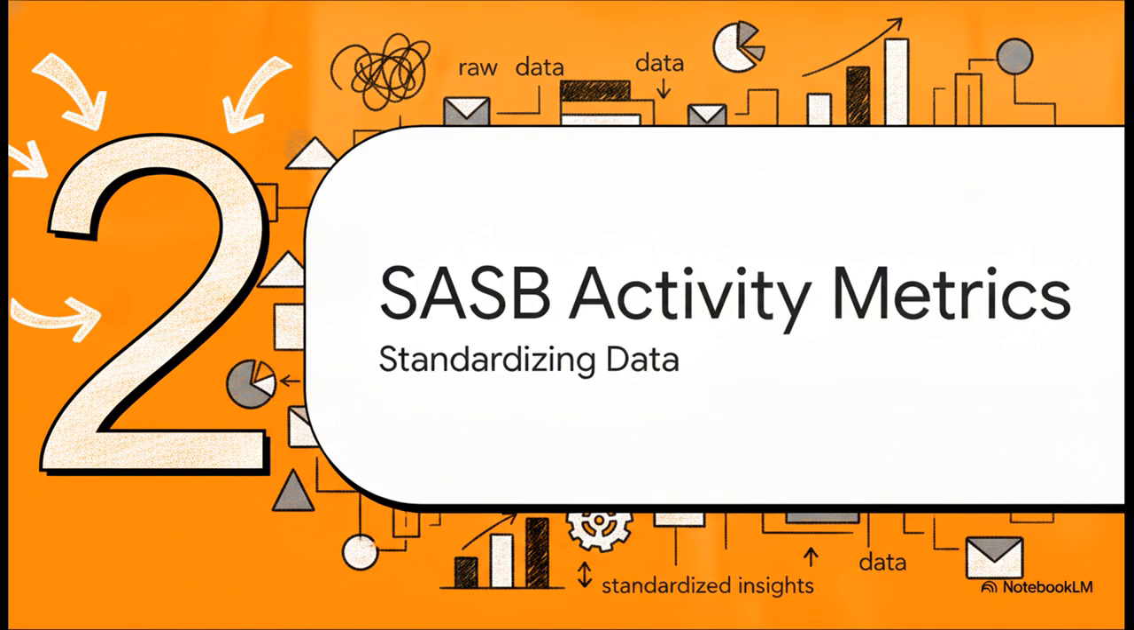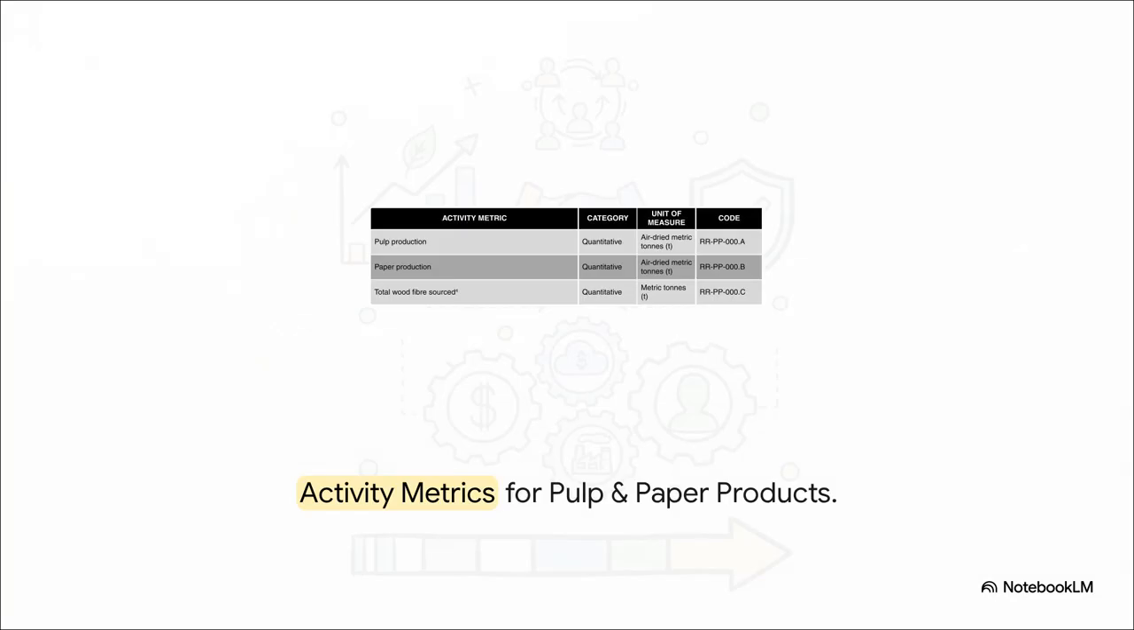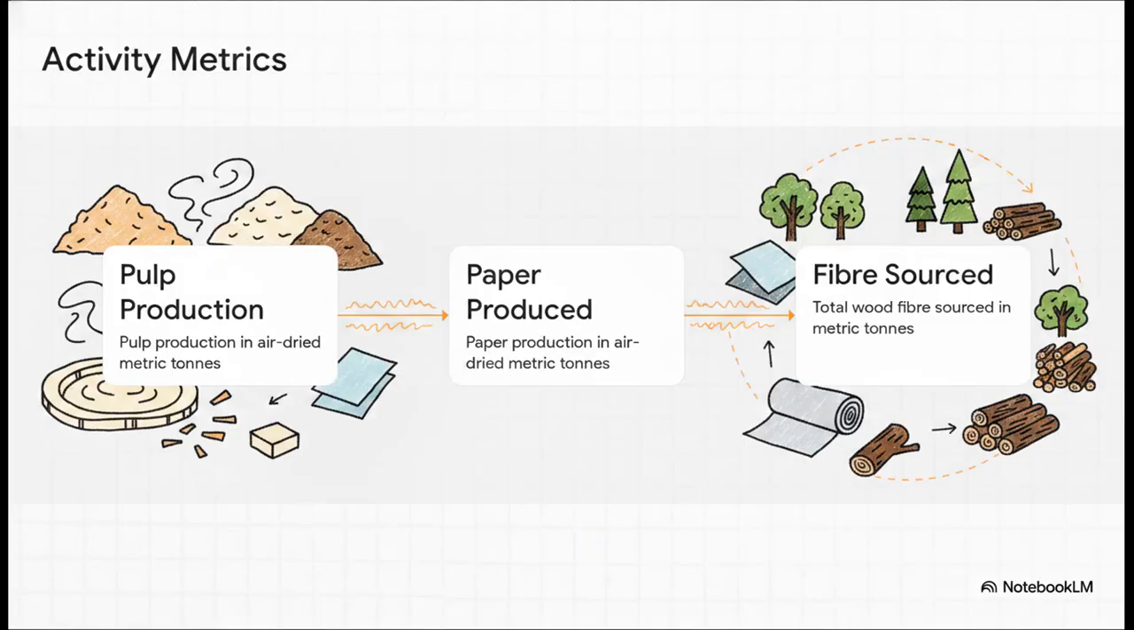Section 2. Introducing SASB activity metrics. This brilliantly illustrates the exact tool analysts use, activity metrics. Notice how incredibly clear and defined they are here. These aren't metrics about pollution or resource depletion. Rather, they're quantitative metrics designed specifically to measure the sheer scale of a company's operations. Let's walk through these three core activity metrics together.